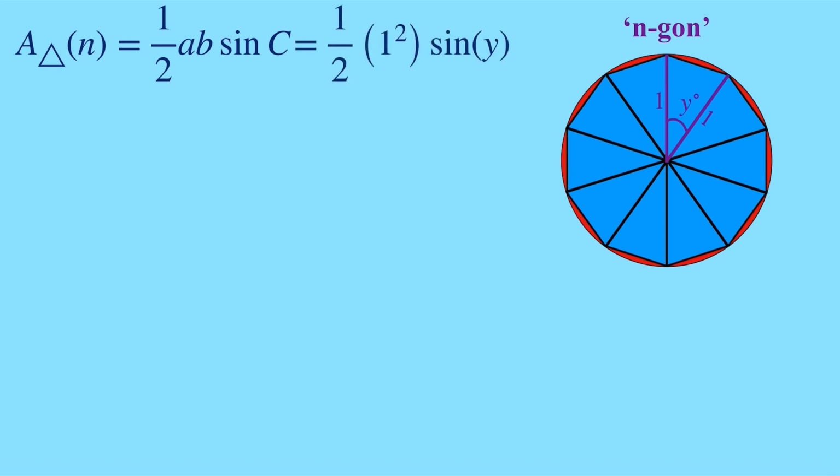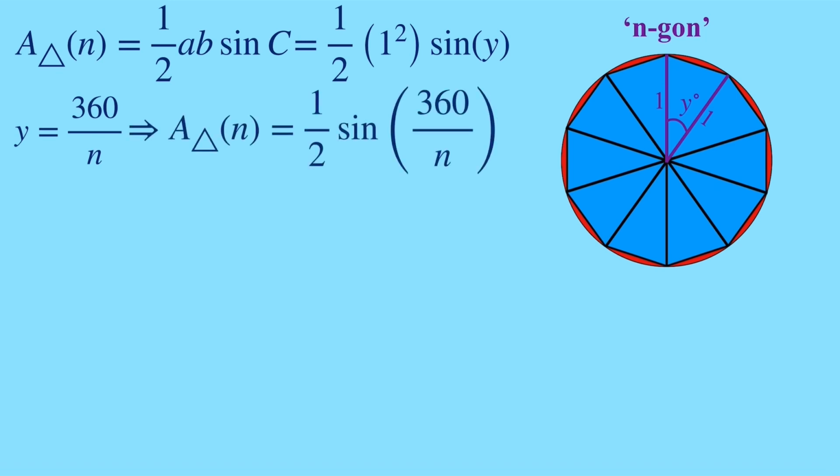We'll say that it's equal to half times 1 squared times sine y. That's just substituting again. What we can then do is actually work out what this angle is. So we said it was y, it's actually just 360 over n, and if you think about it, it makes more sense. So around a point, there are 360 degrees. And if we have n triangles around a point, then each of those triangles will have an angle of 360 divided by n.